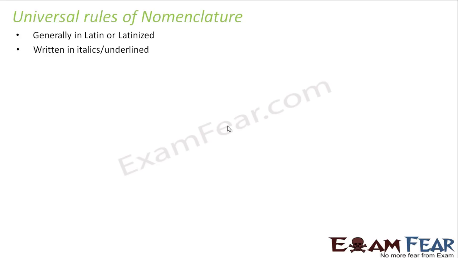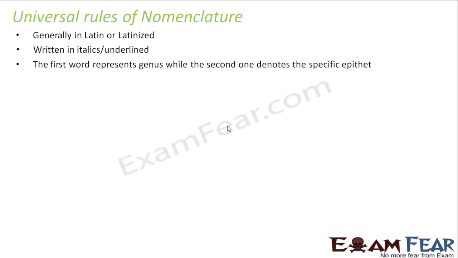So, that is why it is underlined, just to differentiate it from the other words. The first word represents genus, while the second one denotes the specific epithet. As I said, every scientific name will have two parts. The first word will be genus and the second word would be specific epithet. Specific epithet denotes the species to which that organism belongs to, and genus represents the genus.